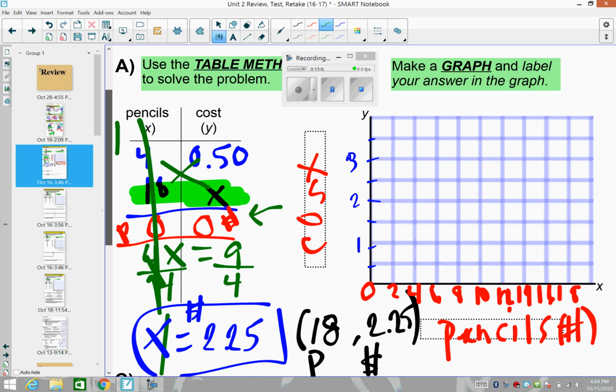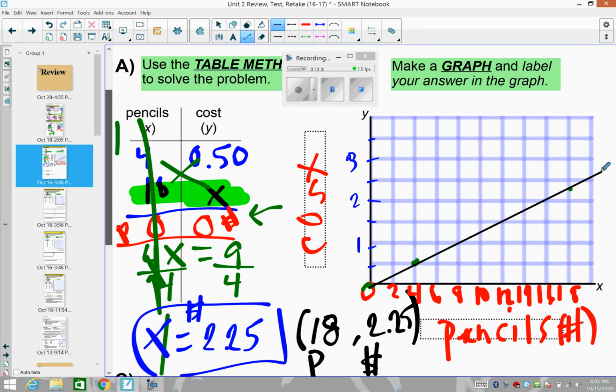All right, first data point is 4 pencils, 50 cents. We've already established 0, 0 because we said it's proportionate. So I need one more data point. 18 pencils, we've established, we just found the answer would be $2.25. Well, $2.25 would be somewhere right there. So we're going to go ahead and connect the dots. And there's our graph for that.